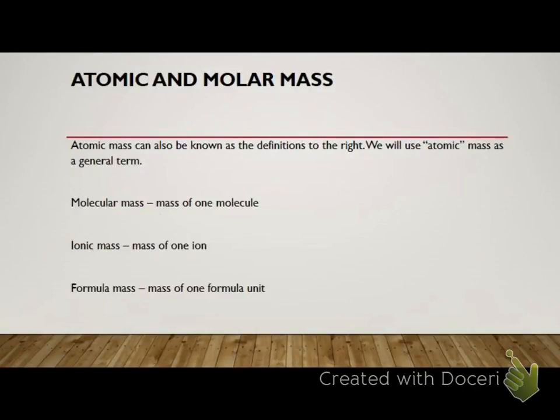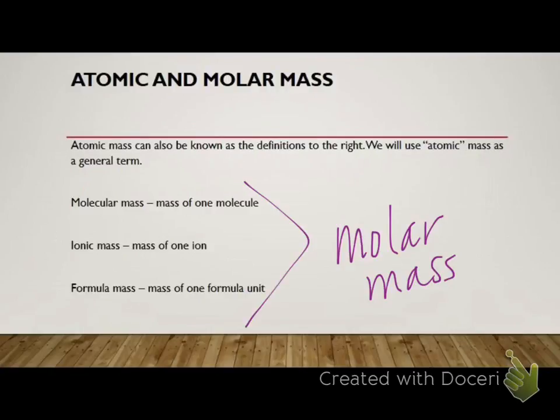Some terms that you need to know: atomic mass has several different definitions, and it depends on what you're talking about. If I'm talking about molecular mass, I'm talking about the mass of one molecule. If I'm talking about ionic mass, it's for one ion, and if I'm talking about formula mass, it's for a formula unit, which might not mean much to you, but it will when we start talking about these things. I almost always call it molar mass, which is the term that I can use for all of them.